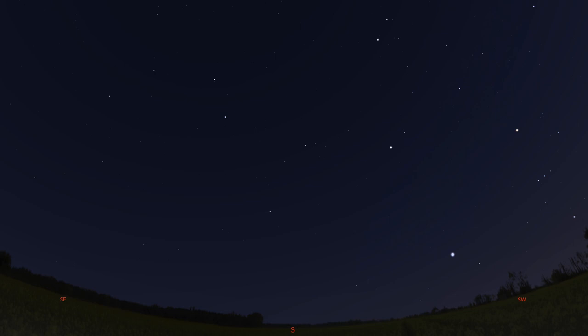To find the Crab, we need two of the constellations we have already covered, the Lion and the Twins. We have the head of the Lion right here, and the heads of the Twins right here. So roughly between these, we should find the Crab. Do you see it? It's hard to imagine that there should be anything there, right?